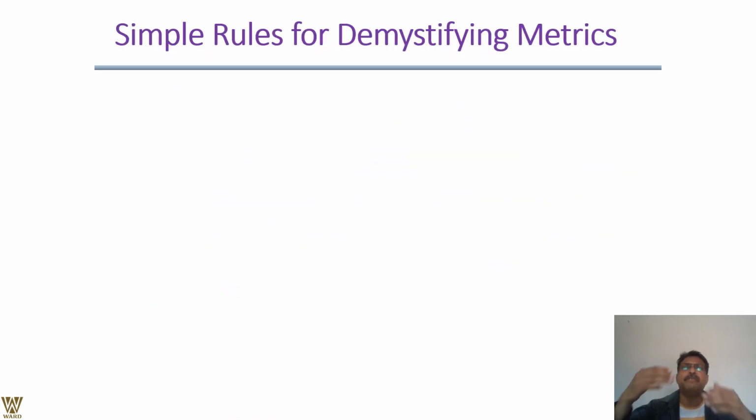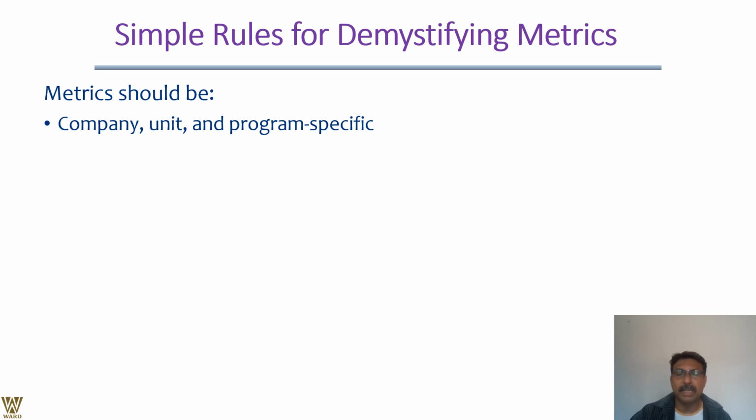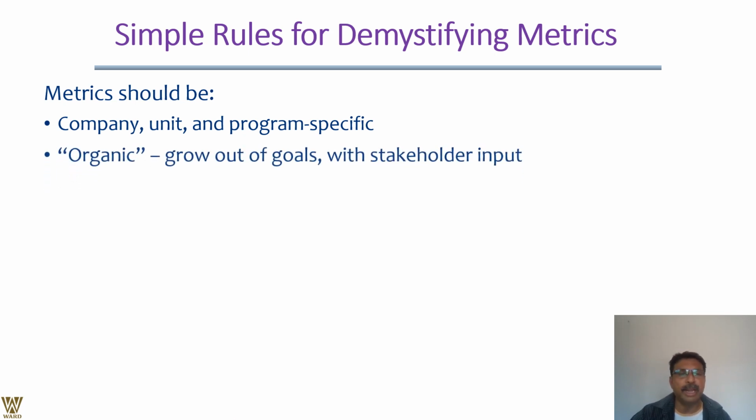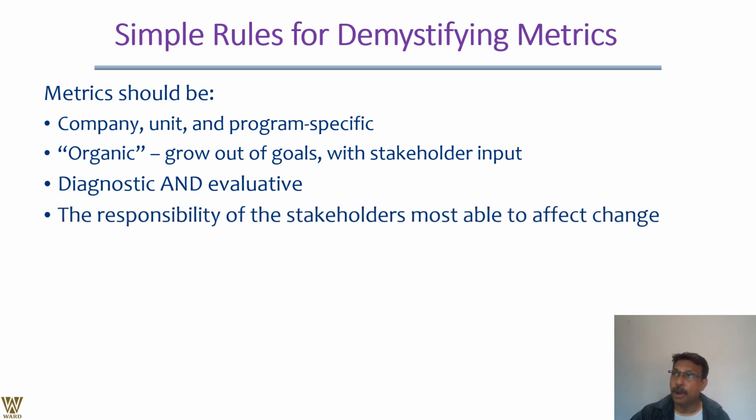Now, let me give you simple rules for demystifying the metrics. What are they? They are the company, the unit, the program; be specific about what we are looking at. Is it all about organic? Is it within the organization? Is it all-inclusive, employees and vendors related? Diagnose and evaluate it. Try to find out if an issue is cropping up. Is it cropping up from one particular segment, unit, program, person, or perhaps a group of persons? And then try to resolve that issue.